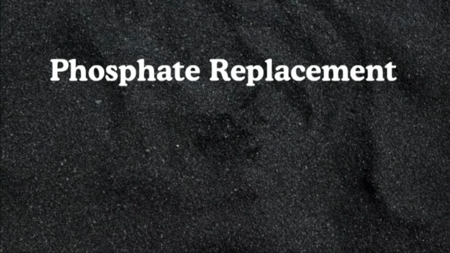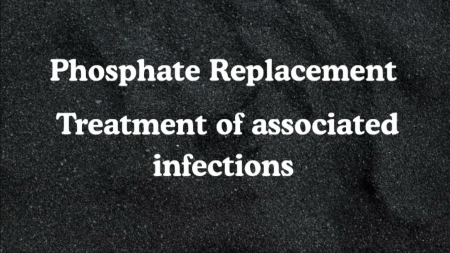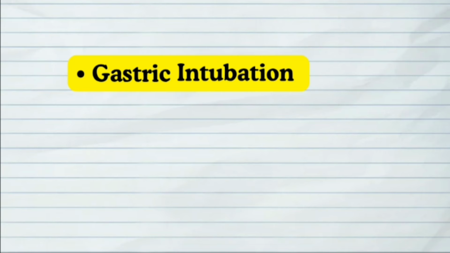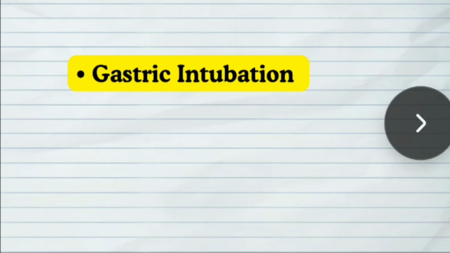Phosphate replacement is rarely required in the treatment of DKA, but treatment of associated infection is important in diabetic ketoacidosis. Gastric intubation is recommended in comatose patients of DKA to prevent vomiting and aspiration that may occur as a result of gastric atony, which is a common complication of DKA.